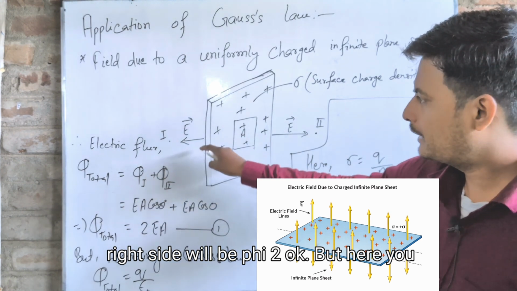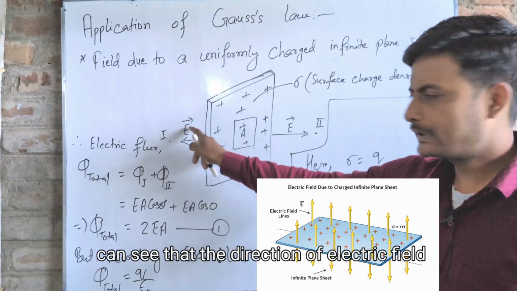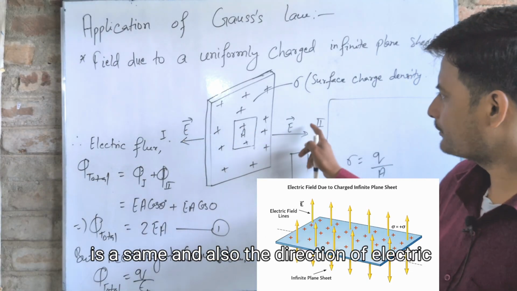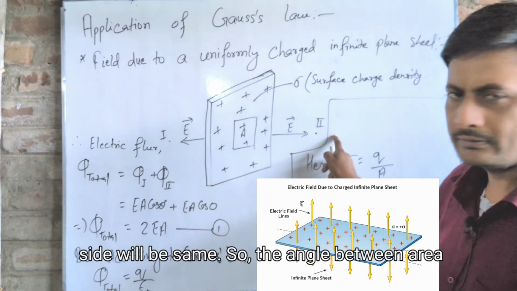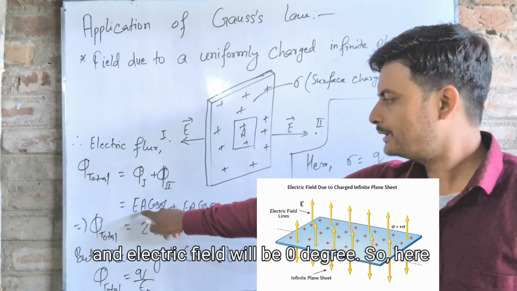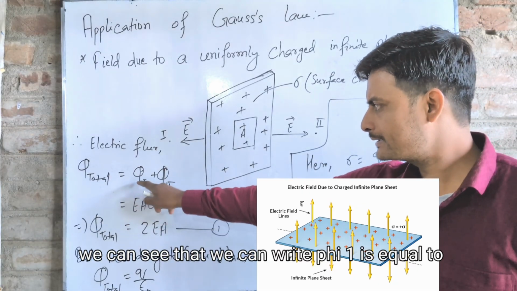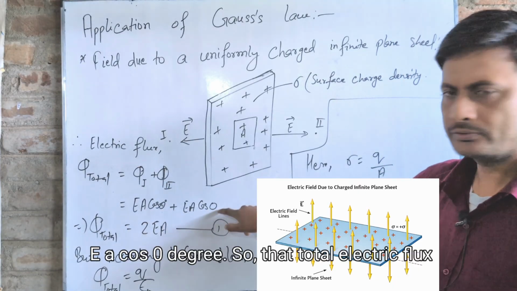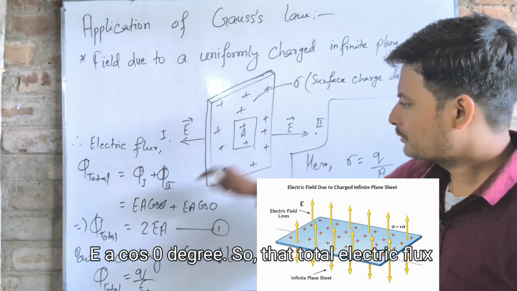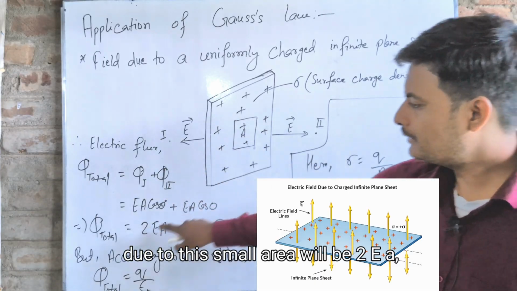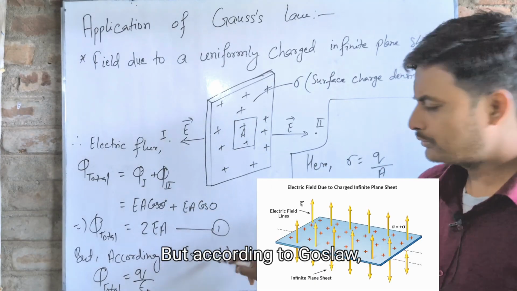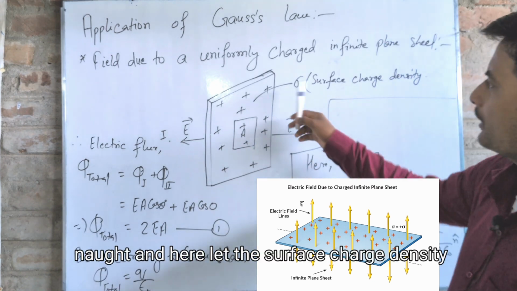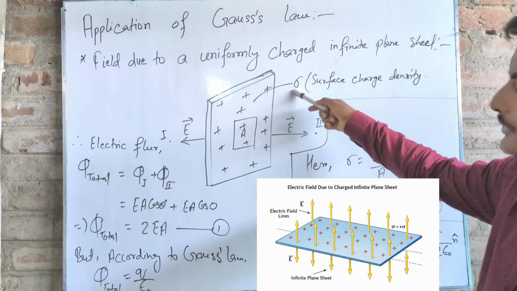Okay, but here you can see that the direction of the electric field and surface area towards the left side is the same, and also the direction of the electric field and surface area towards the right side is the same. So the angle between area and electric field will be 0 degrees. So we can write phi 1 is equal to EA cos 0 degrees, and phi 2 is equal to EA cos 0 degrees. Okay, so the total electric flux due to this small area will be 2EA. But according to Gauss law, the electric flux is equal to Q by epsilon naught, and here let the surface charge density be sigma.